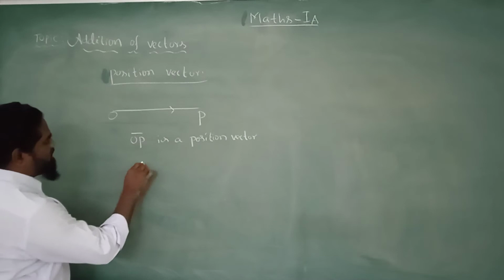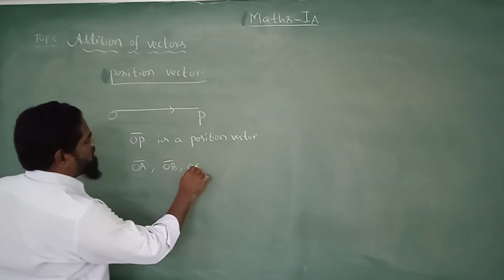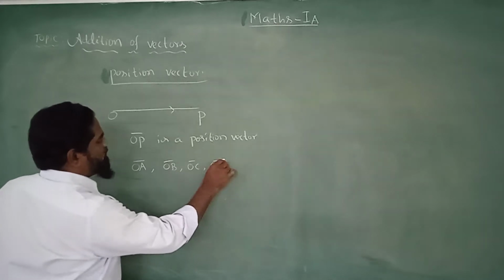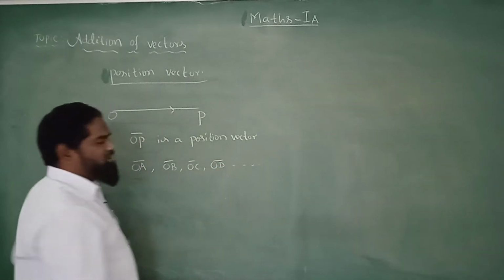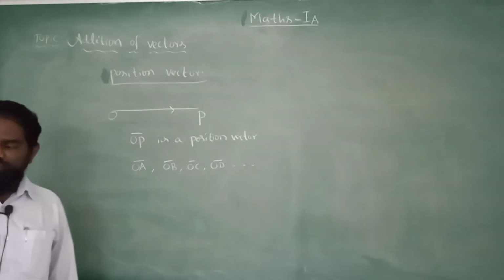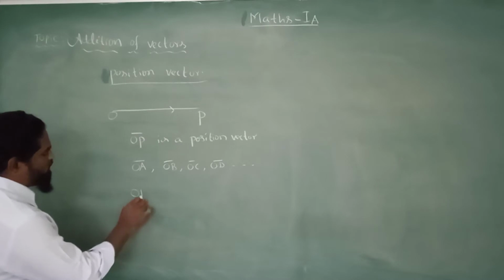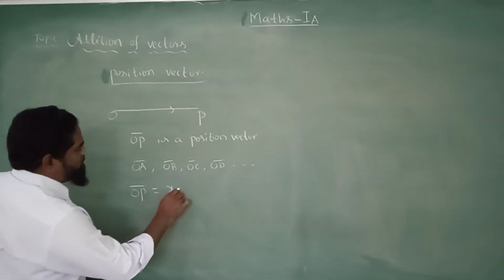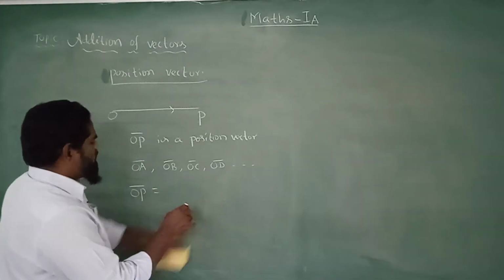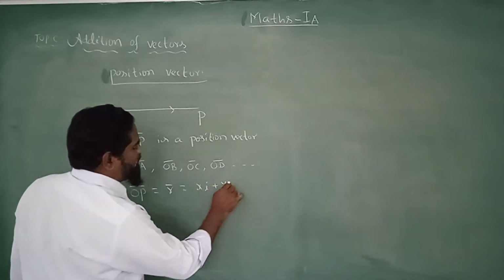Similarly, we can write the position vectors OA bar, OB bar, OC bar, OD bar with respect to O, etc. These are the position vectors. Understand? We can write them. One more important thing. Suppose OP bar equals r bar equals xi plus yj plus zk.